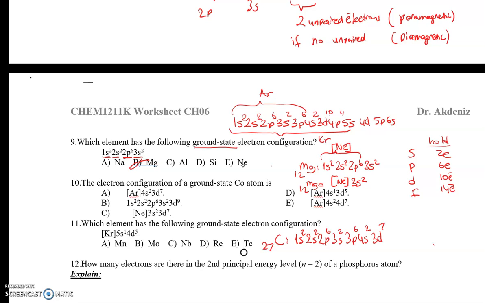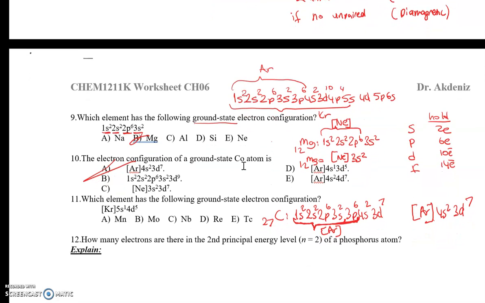So when I look at the answers, they are described by a noble gas. So I'm going to have the argon right here, right? Argon has right here 18 electrons. So this is argon. So I can simplify this one as argon 4s2 3d7. So which one is this? A. Okay, so let's do question 11.